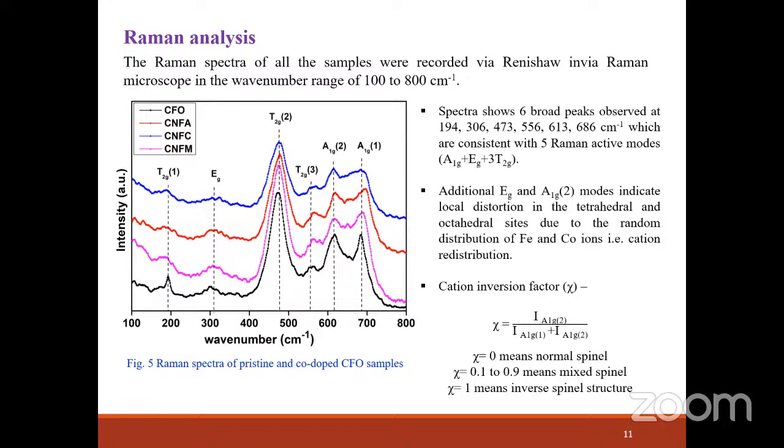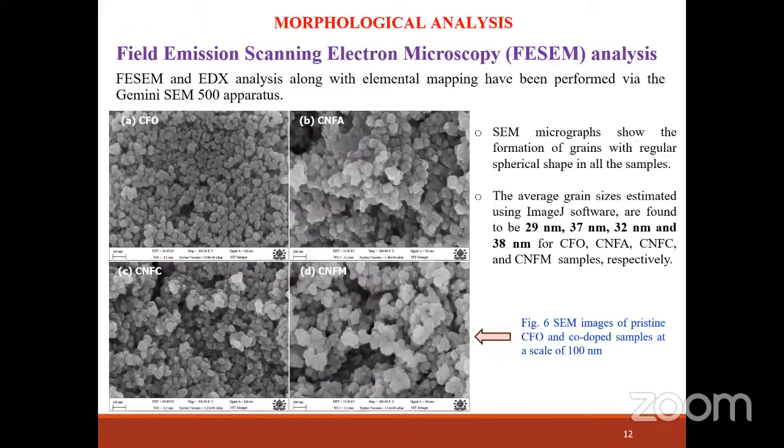change. So we can also calculate the cation inversion factor from the Raman using the intensity of the A1g(1) and A1g(2) peaks. And chi equal to 0 means normal spinel, if chi lies between 0 and 1, it is mixed spinel, and for chi equal to 1, it is a perfectly inverse spinel structure. In our case, the values lie between 0.6 and 0.9. That means it is not completely inverse spinel. It has got distorted because of the doping. So it is somewhat in the mixed spinel state.